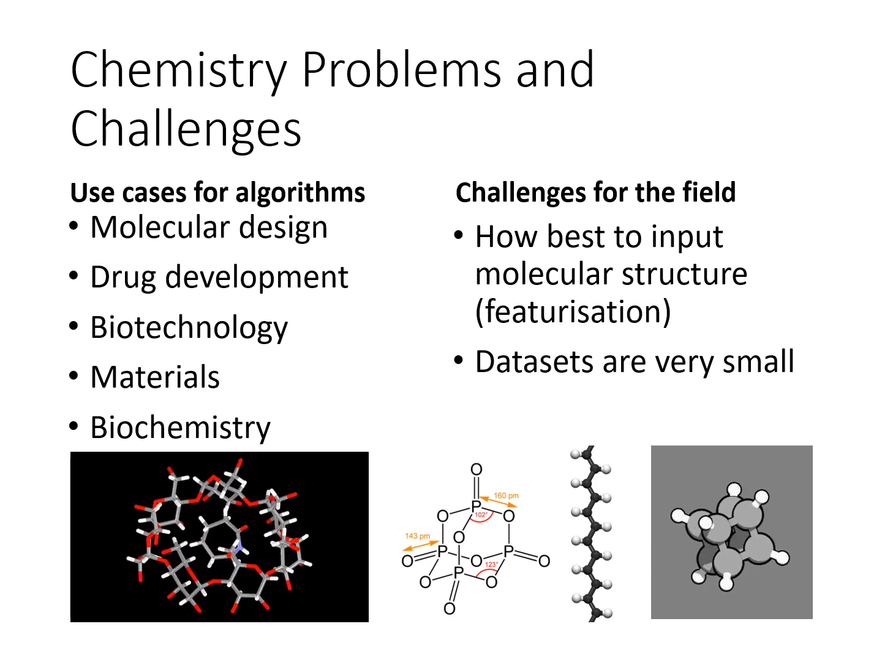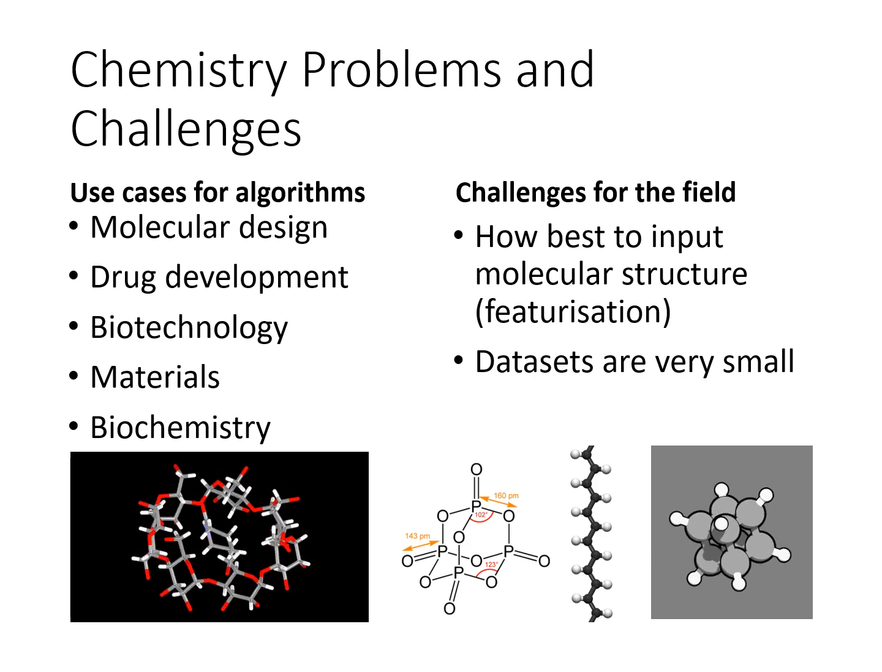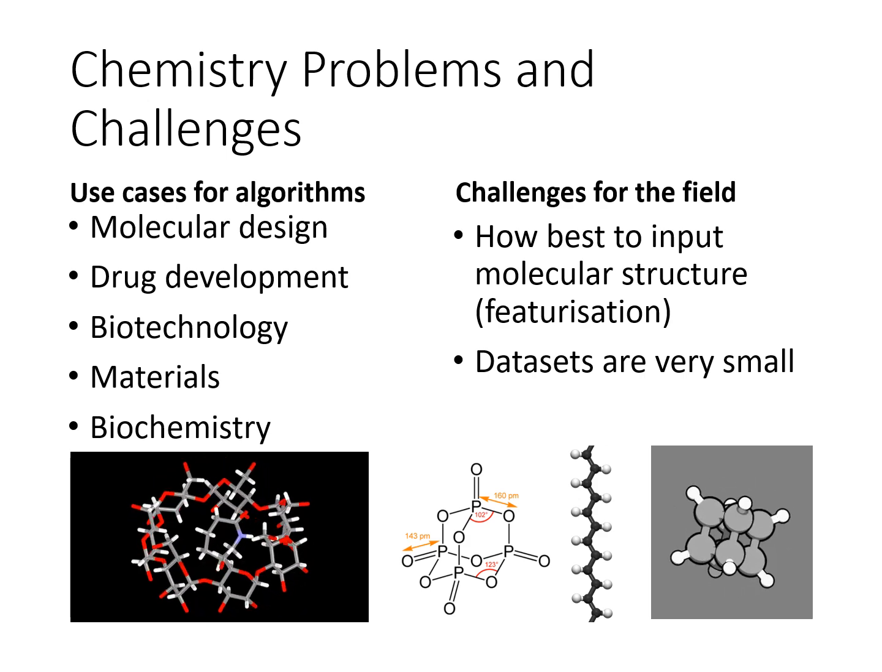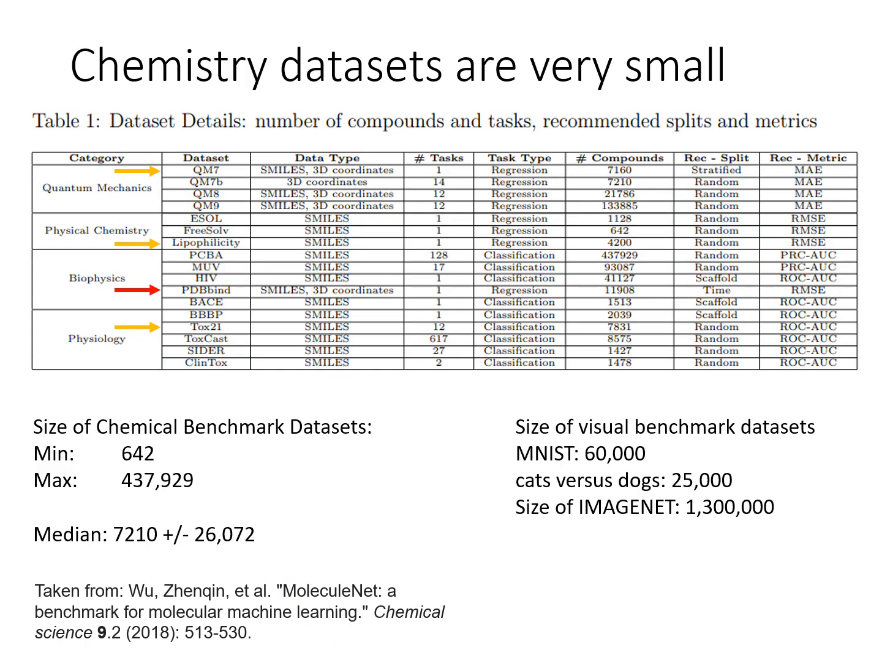There are a few problems with chemistry machine learning that are specific to that field. For example, how best do we input the three-dimensional structure of the molecules? There are various different approaches, but for the three-dimensional structure, most people use the grid featurizer, which is very sparse and large data and very difficult to train from. Chemistry datasets are also very, very small compared to the sort of datasets that machine learning normally works well with. Therefore, we really must get the best out of it.